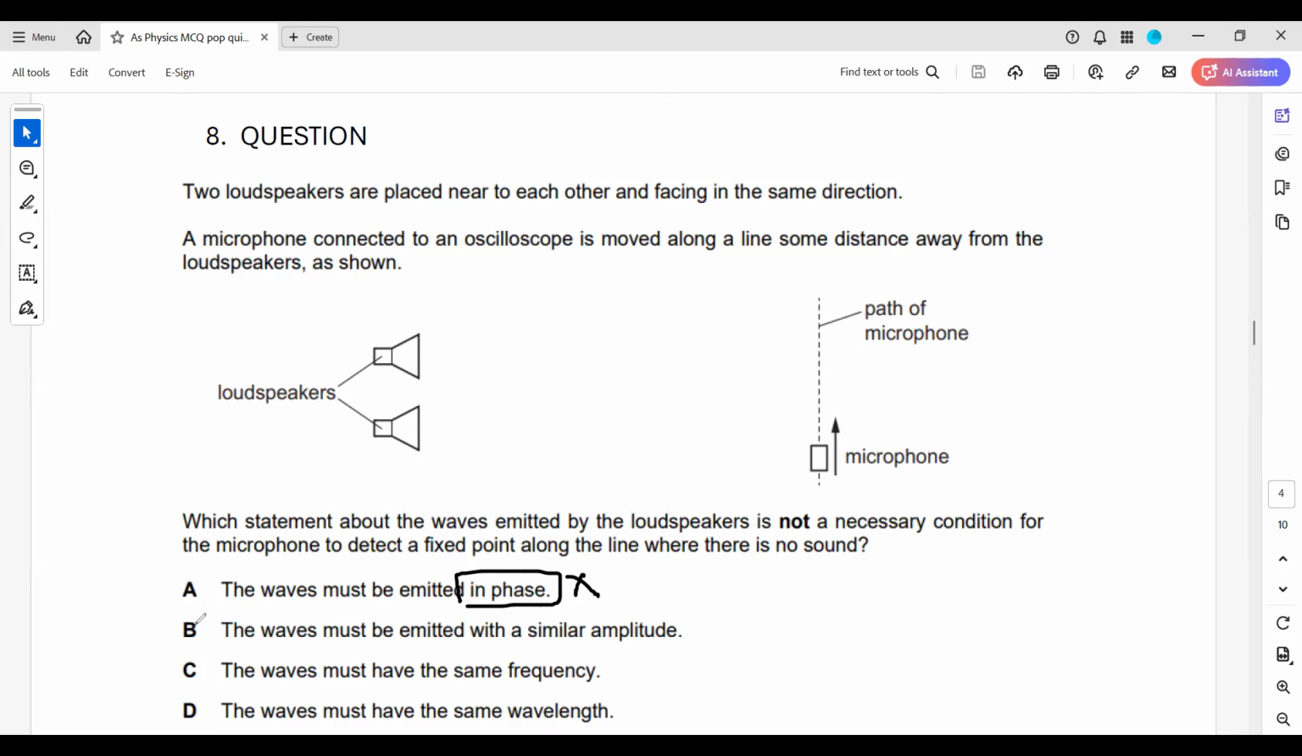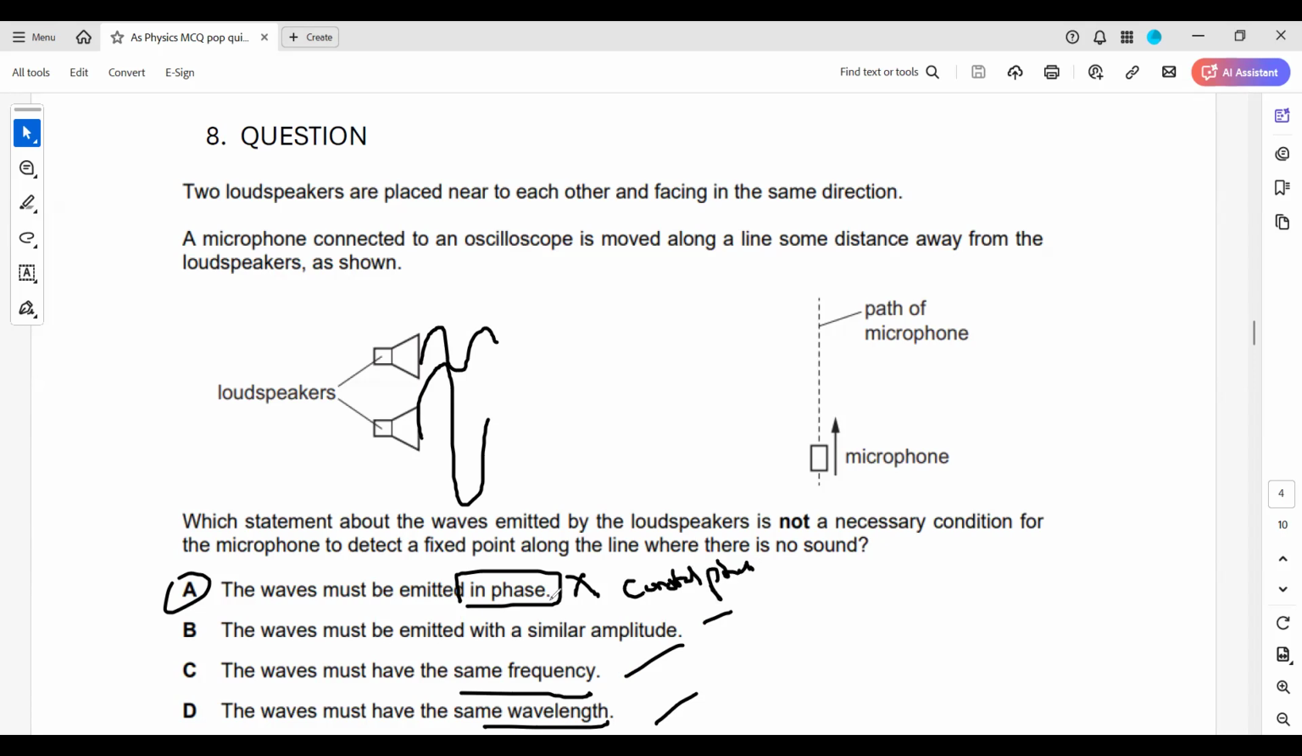So the waves emitted must have a similar amplitude. Yeah, that is the right thing. A is the right answer, but why B? We need them to have the same amplitude. If the amplitude of one wave is larger than the other, it will be hard to observe the interference pattern. They should have the same frequency and the same wavelength. We need that, but we want a constant phase relation.